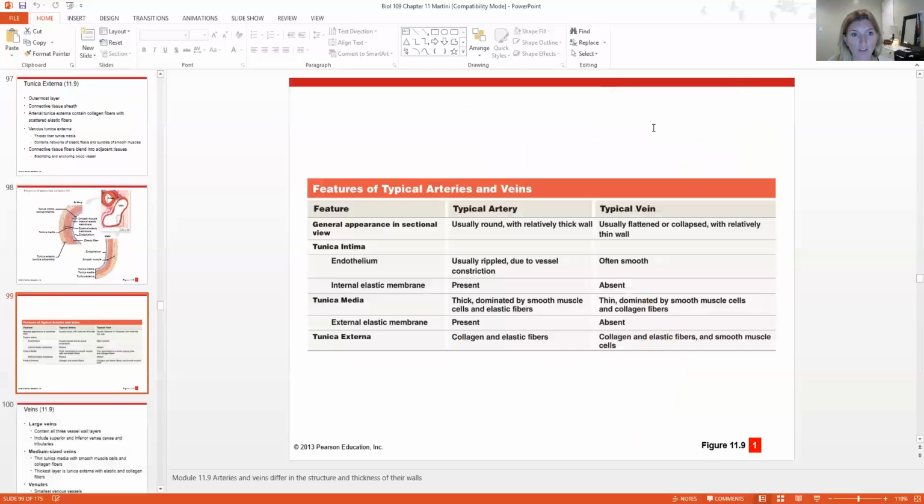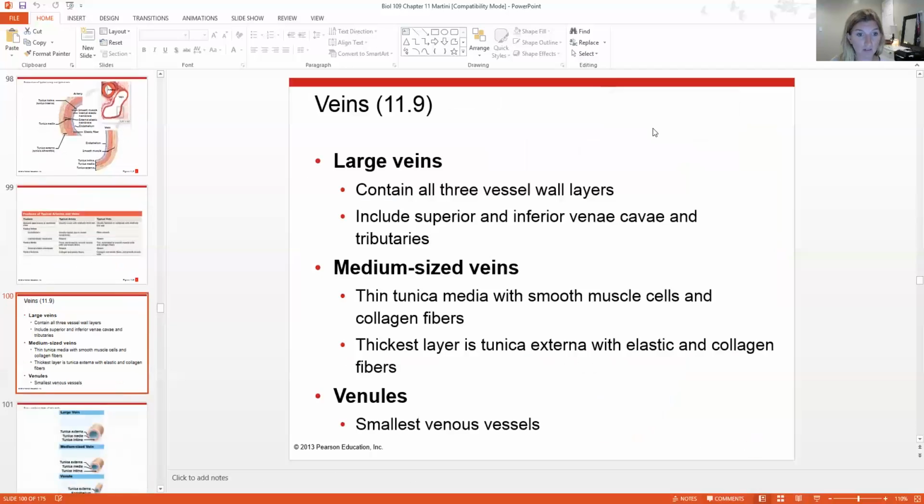Here you see just a chart from your book comparing arteries and veins. Let's talk about different types of veins. You have large veins, which have all 3 layers: intima, media, externa. These are typically the superior and inferior vena cava and some of the major branches off of that. Medium-sized veins have a relatively thin tunica media, very small smooth muscle cells, and a thicker tunica externa.